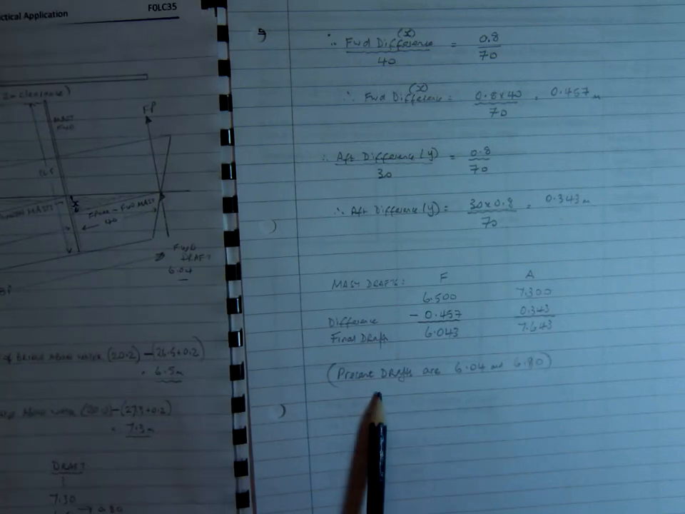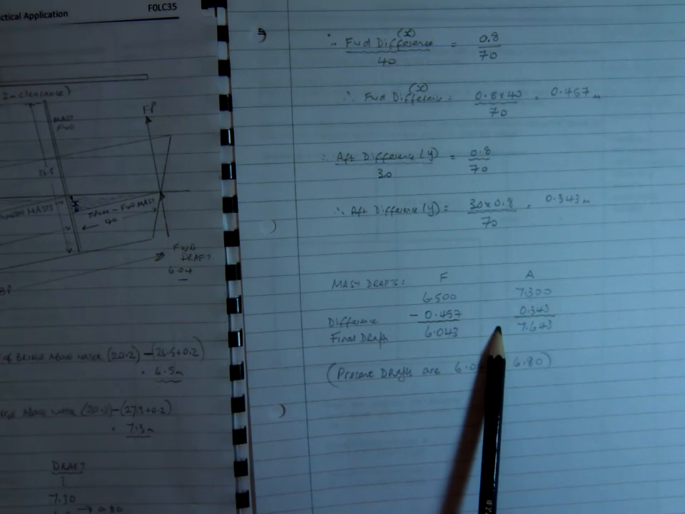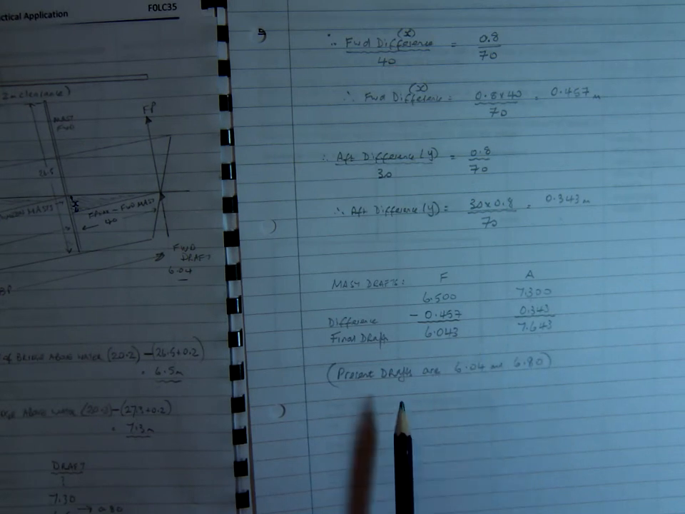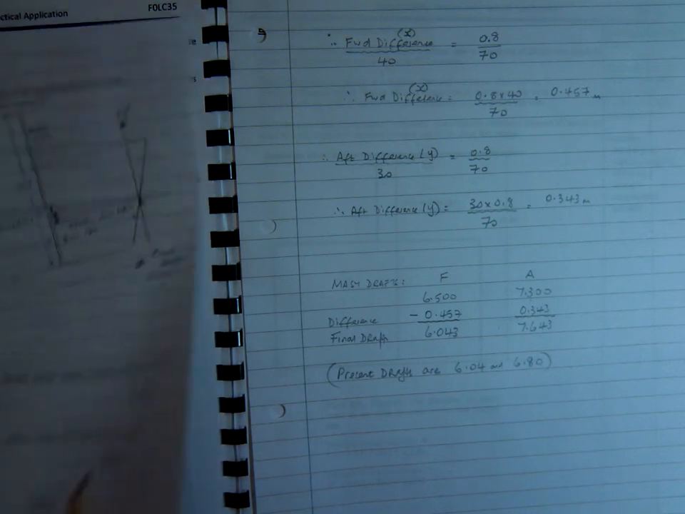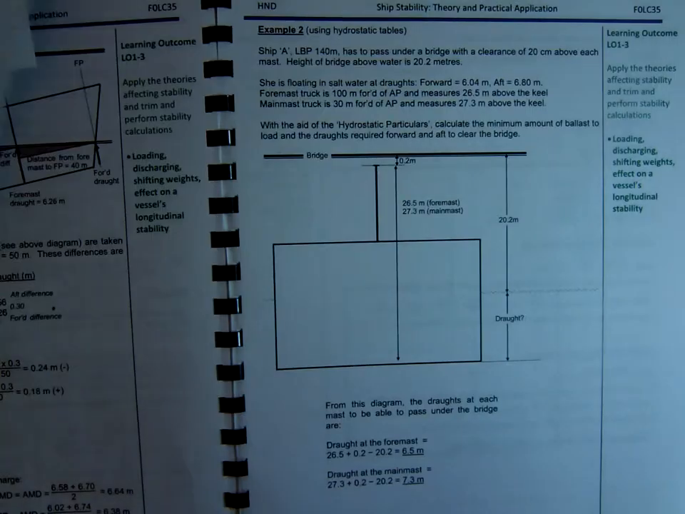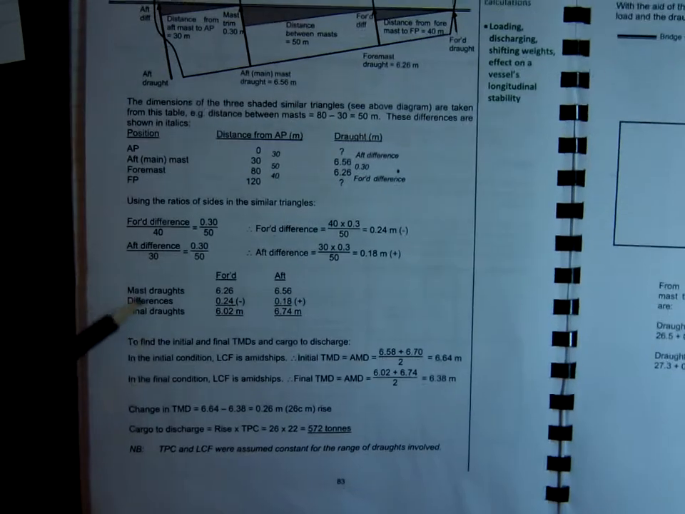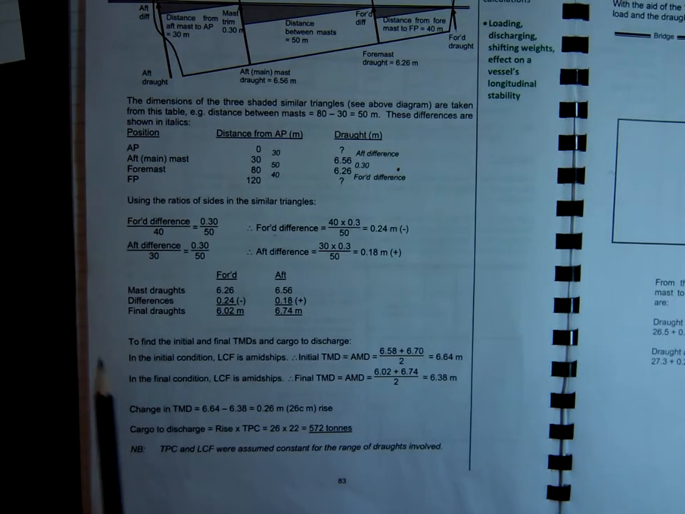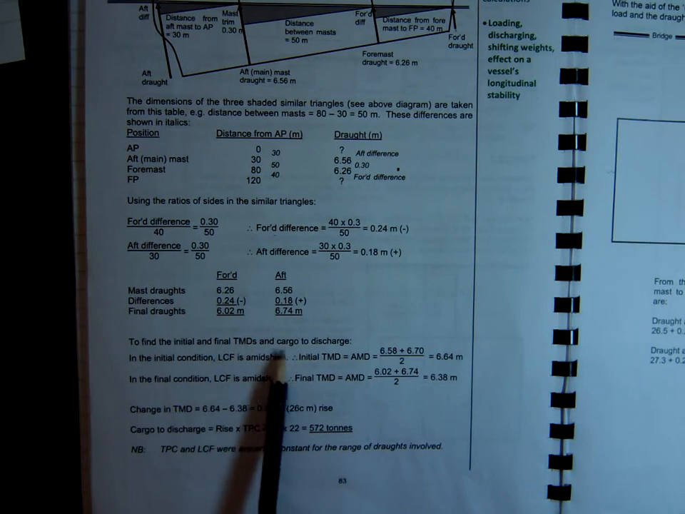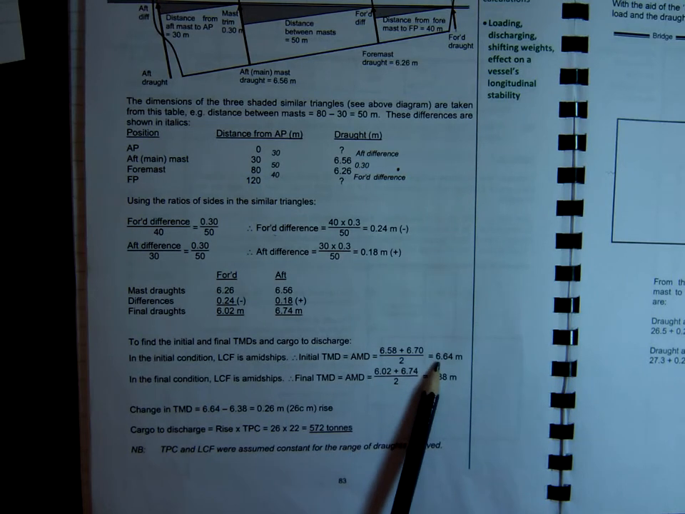Now our present drafts, we're told, are 6.04 and 6.8. So to solve the problem now, we simply work out the true mean draft of the final drafts, the true mean draft of the present drafts, subtract, go into the tables and get the displacements and subtract one from the other, and that will solve the problem. And we can see here on the example that we've written here to find the initial and final true mean drafts, pelk to discharge. Let's find the initial condition, final condition.